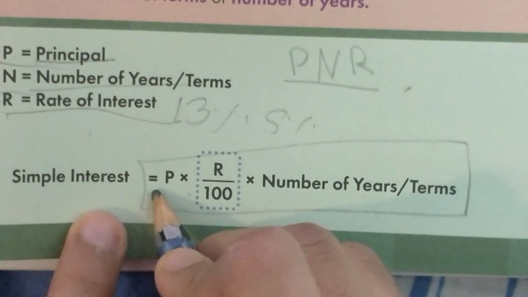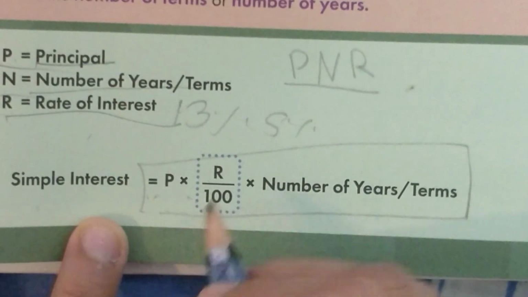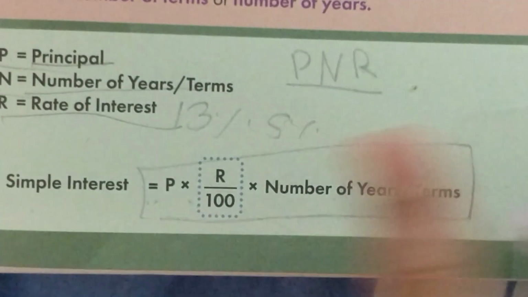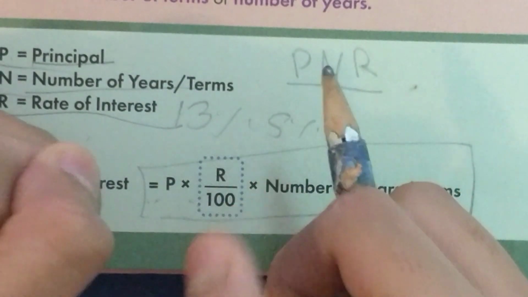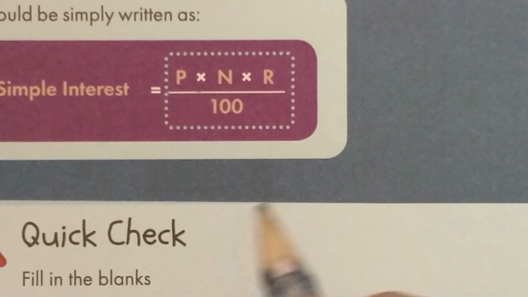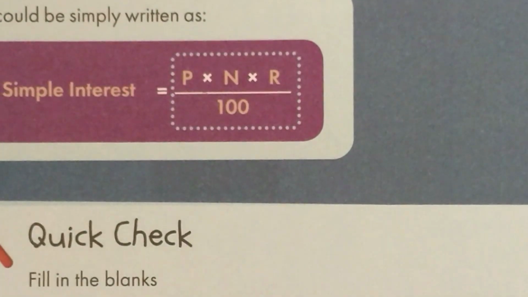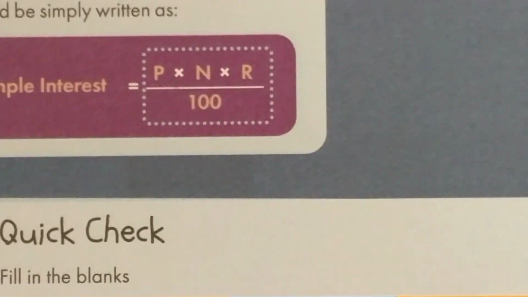It's principal into rate of interest by 100. I'll explain with some easy and interesting examples. It would simply be written as P into N into R by 100. You probably won't understand what I'm saying right now, so I will just move on.